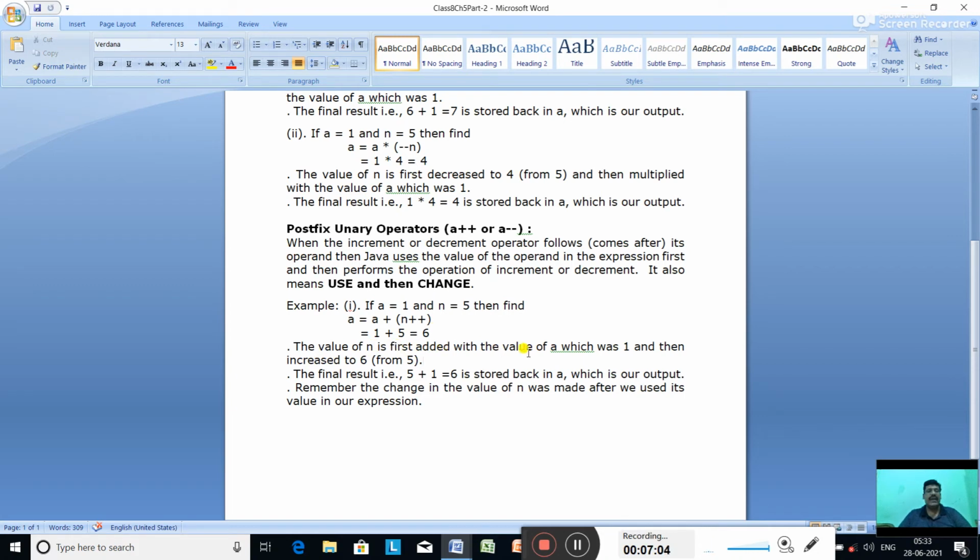So the value of n is first added with the value of a, which was 1, and then increased to 6. The final result, that is 5 plus 1, 6, is stored back in a, which is our output. And always remember, the change in the value of n was made after we used its value in our expression. When we used the value in our expression, then the value was increased.